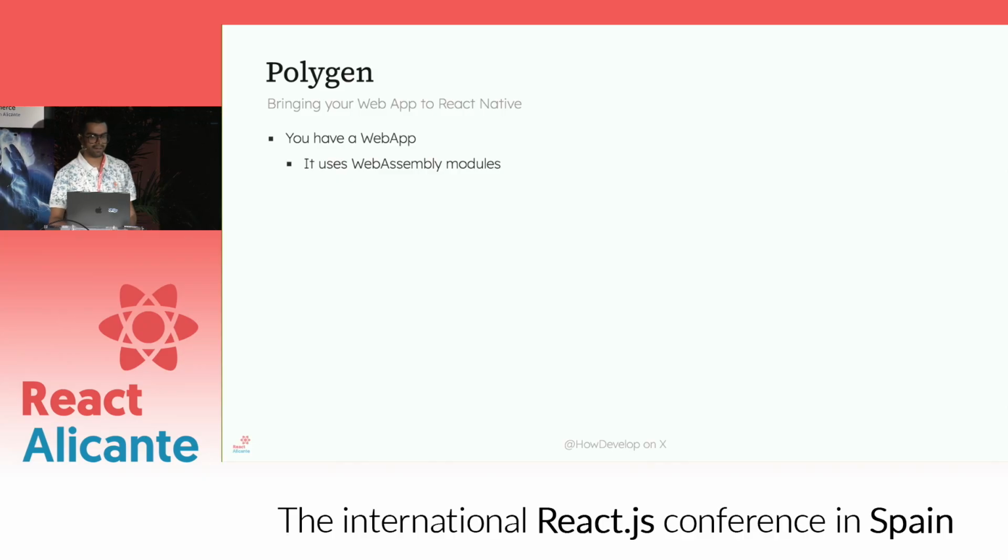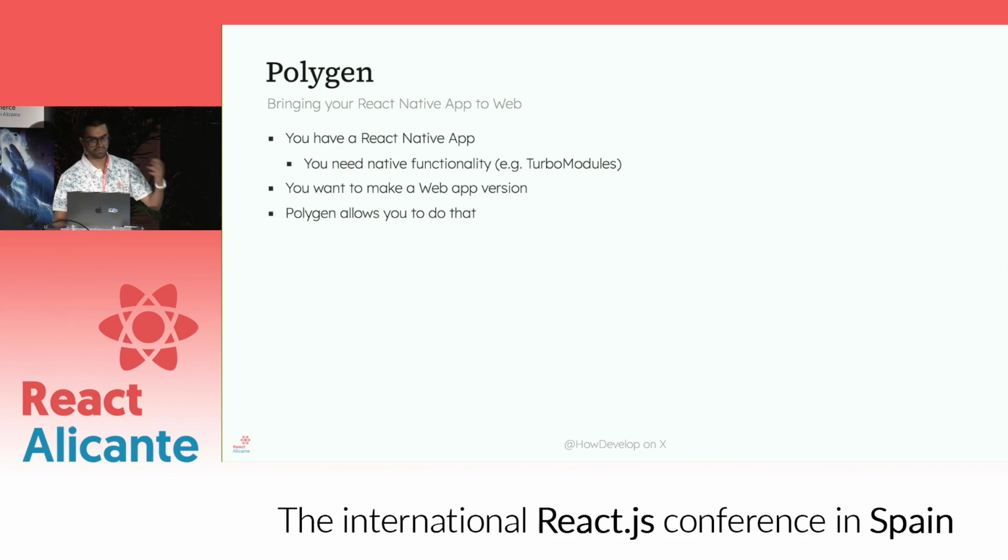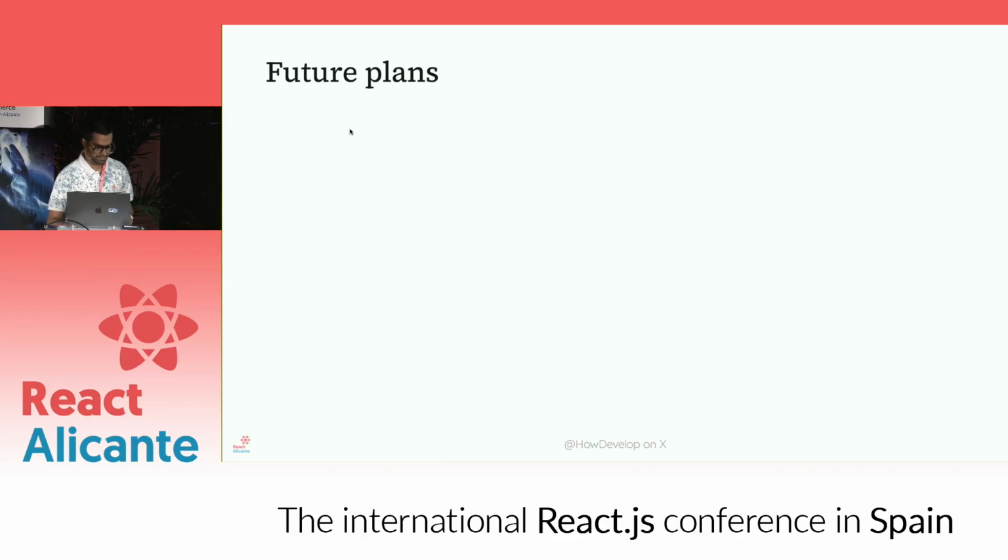So let's say you have a web app. It uses WebAssembly modules. You want to bring it to React Native. Polygen allows you to do that. Similarly, you have a React Native app. You want to have some native functionality, let's say with Turbo modules, and you want to make a web app version of that. Polygen will allow you to do that. So the interoperability between the web and React Native is greatly improved with the help of Polygen.